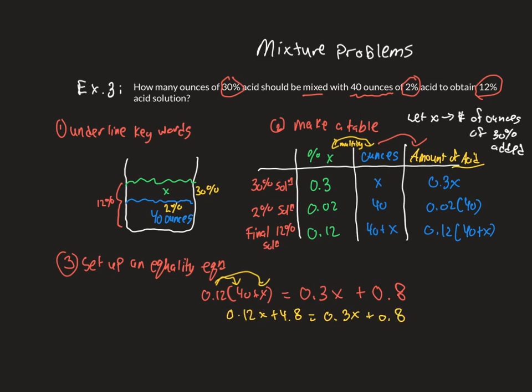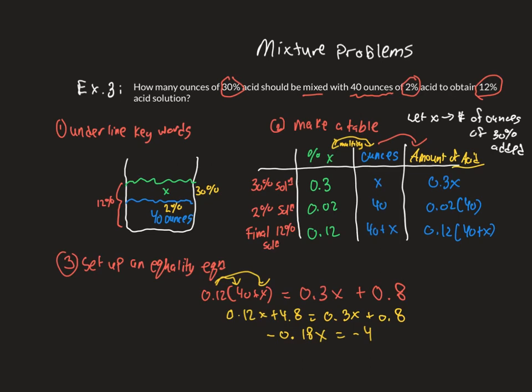So you want to get your x's together. So let's move the 0.3x to the other side, and we'll move the 4.8 to this side. All right. So let's continue. So when I do that, I'm going to subtract them. That should give me negative 0.18x is equal to 0.8 minus 4.8, which is going to give me negative 4.